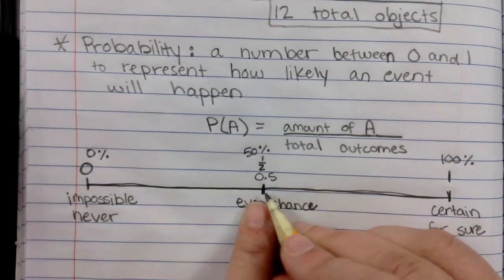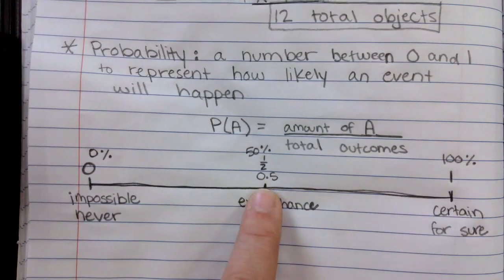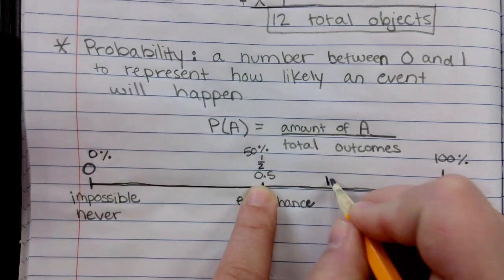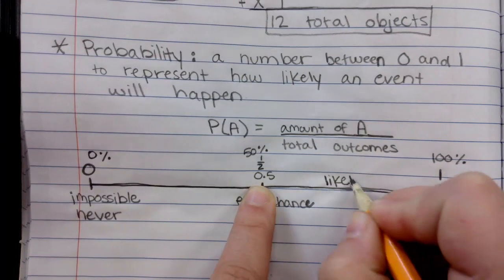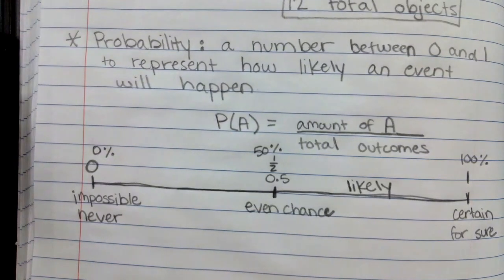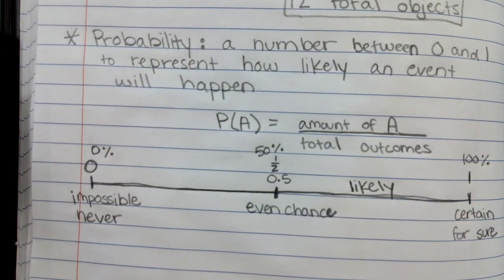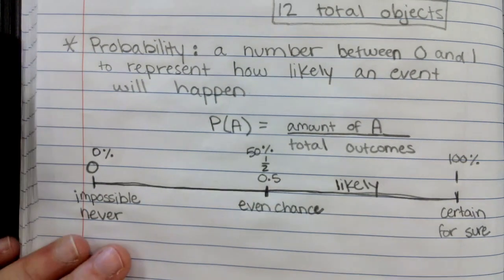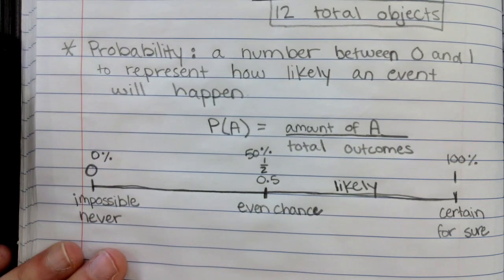So what about if you had like a 12% chance of rain? Probably not. Are you going to be probably okay without an umbrella if there's only 12% chance of rain? Yeah. It's probably not going to happen. It might, but not very likely. So we call that unlikely if it's in between 0 and 0.5.